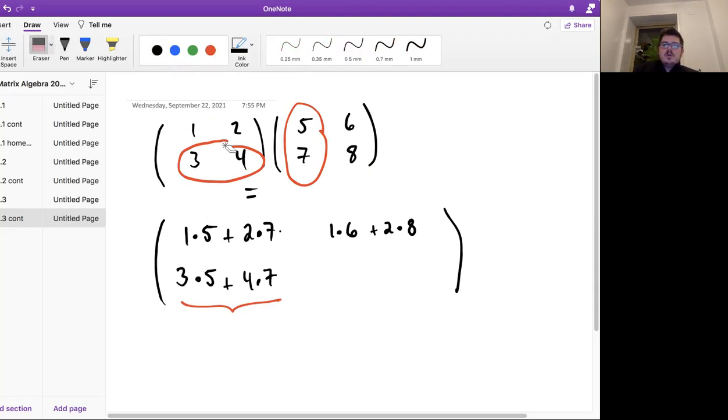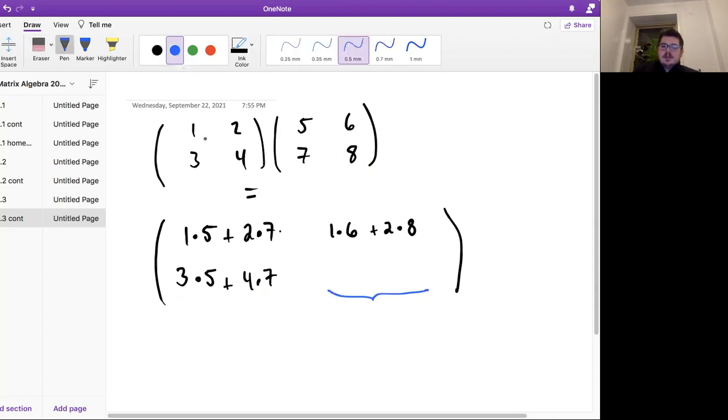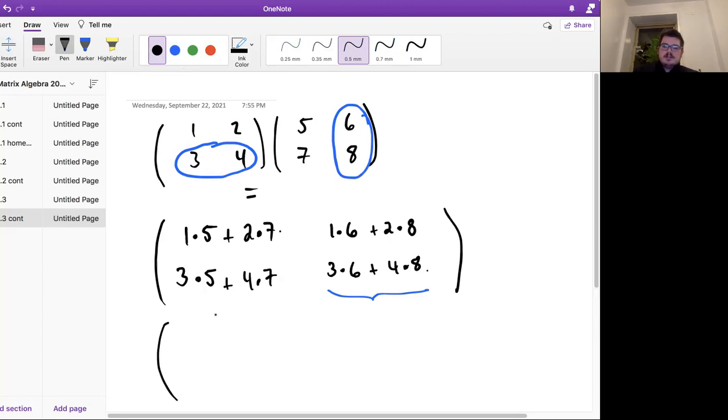And then how about the last entry here? Yes, we look at the second row, second column. So that is 3 times 6 plus 4 times 8. Good. So what is that? 5 plus 14, 19. 6 plus 16, 22. 15 plus 36 is a number. So whatever those are. Okay.